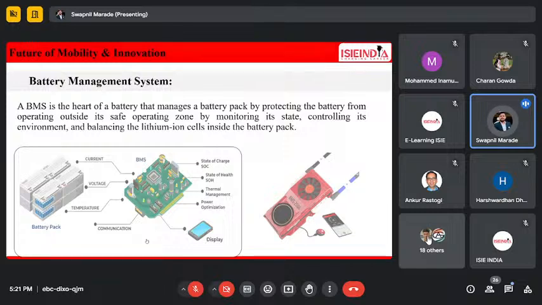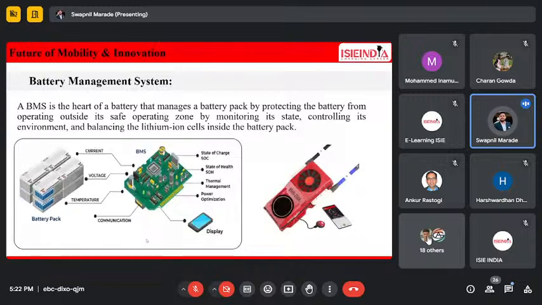We can communicate with the battery pack, with the battery management system, with the help of some communication system, like SOC, state of charge, DOD, depth of discharge, power optimization, thermal management. Those parameters we can analyze with the help of the battery management system, right? So this is the crucial role of the battery management system in an electric vehicle.